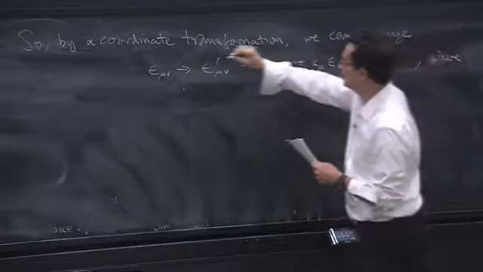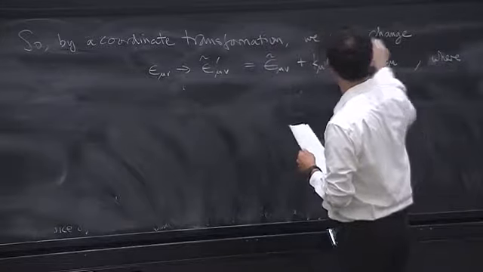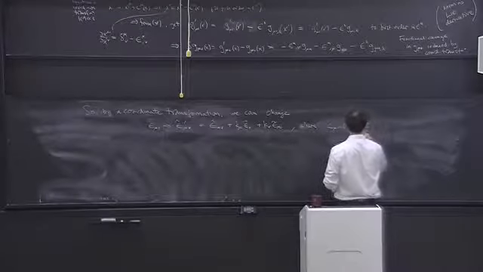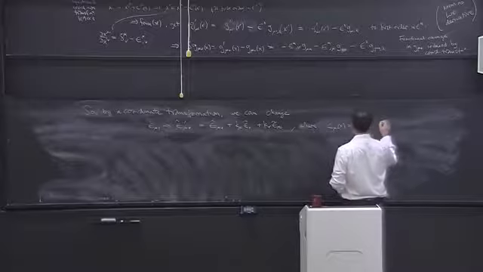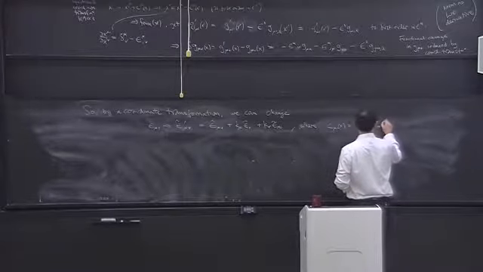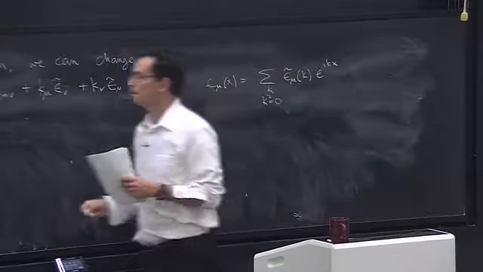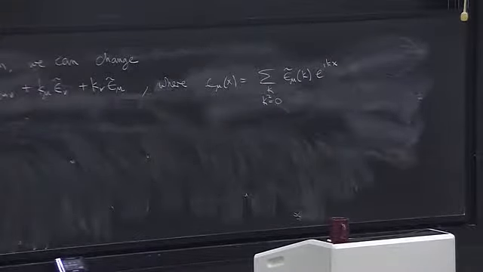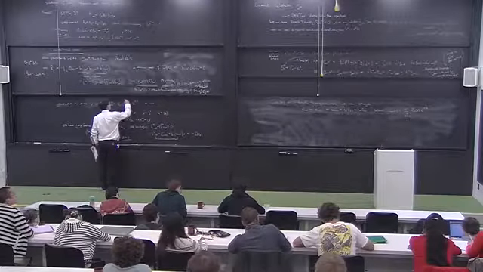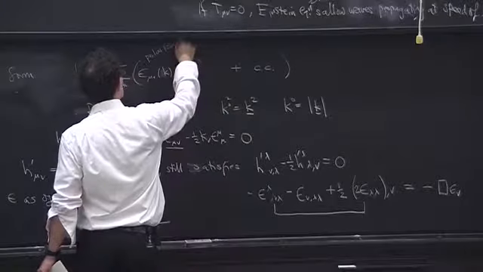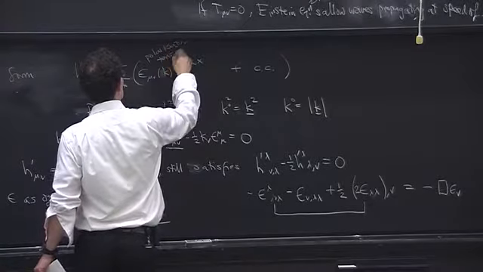these are all twiddles. Epsilon mu of x equals sum over k squared equals 0 of epsilon mu twiddle of k e to the i k dot x. Some words: this epsilon of k is called the polarization vector, polarization tensor.